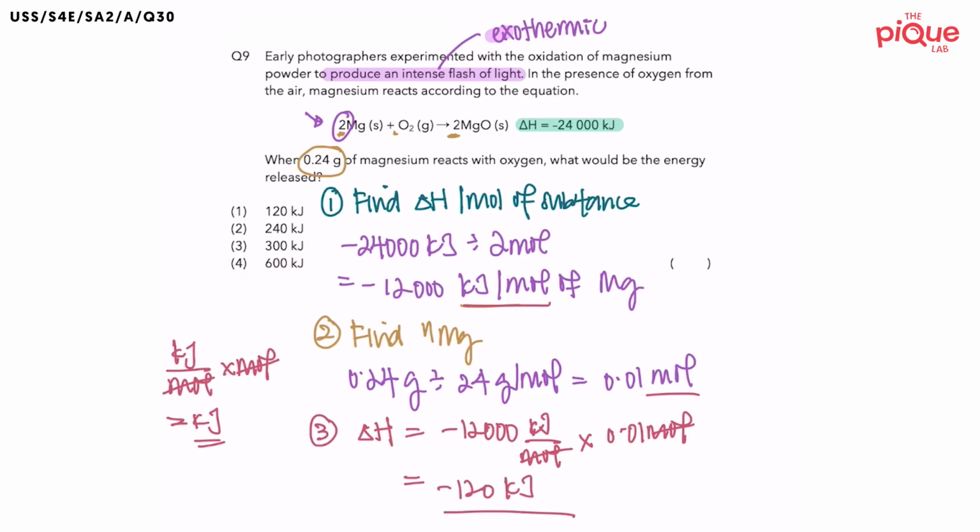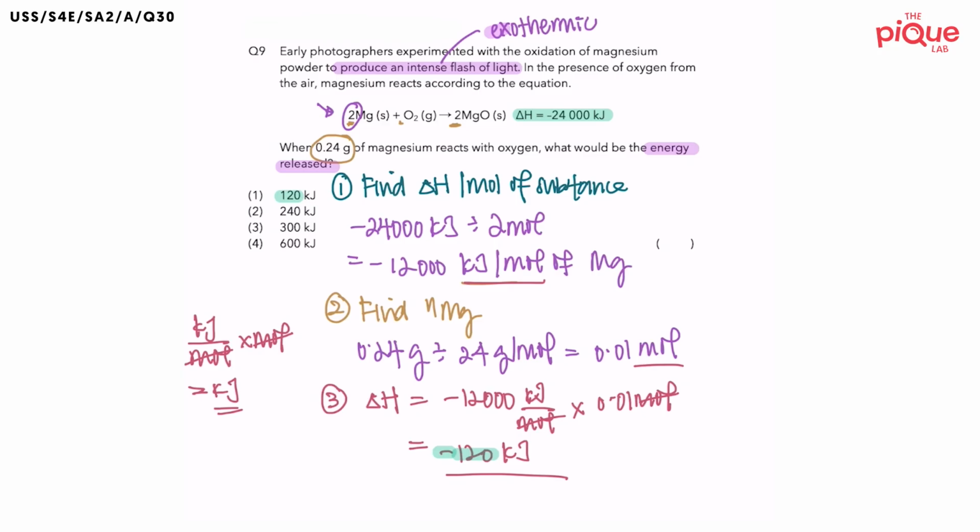Now let us find which option this corresponds to. You might realize that we have the number minus 120, but the sign is missing from the options. Why? Actually, there is nothing wrong with the options. It is because the question already specified to us that they want the energy that is released. So the word release implies the negative sign. So this negative sign is for exothermic reactions, which already implies that energy is being released. Therefore, the energy released is actually 120 kilojoules, which is why the answer is option number 1.